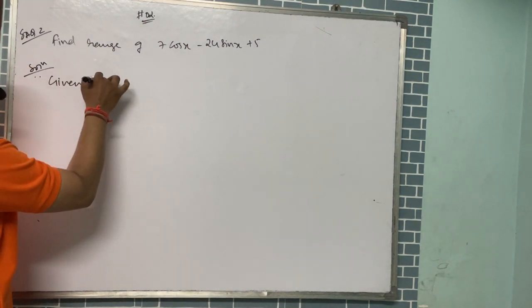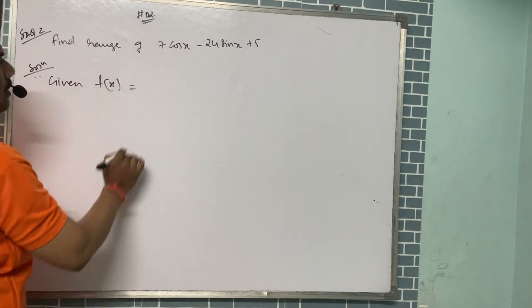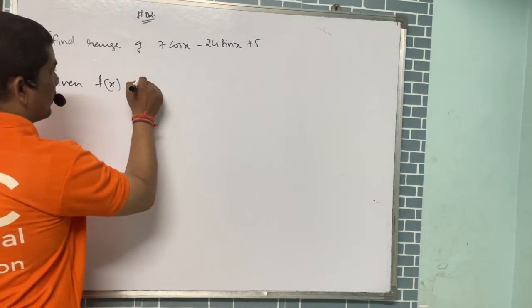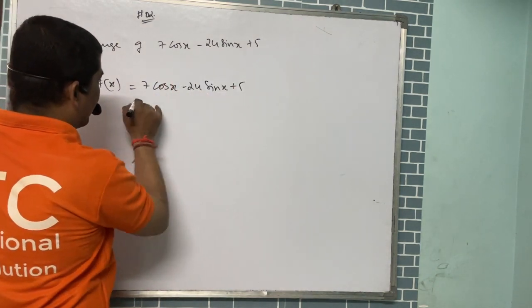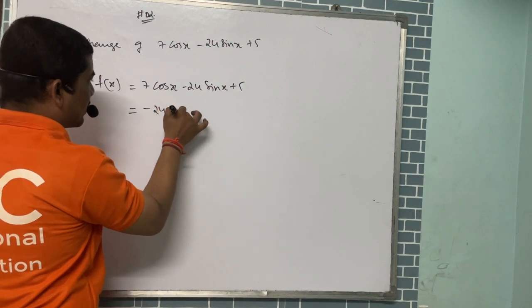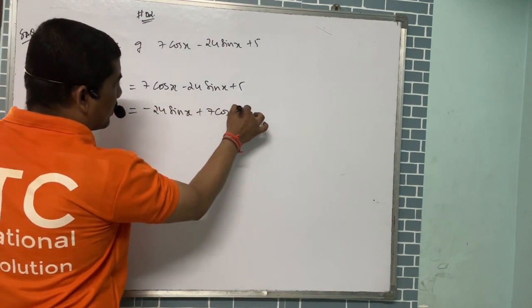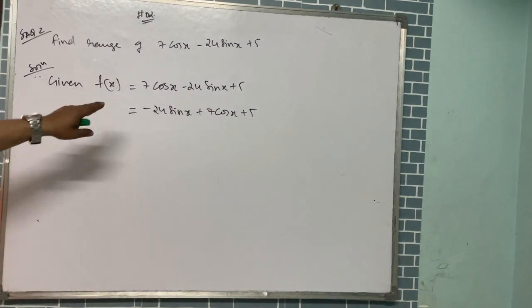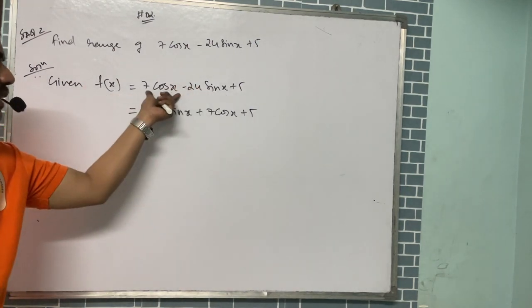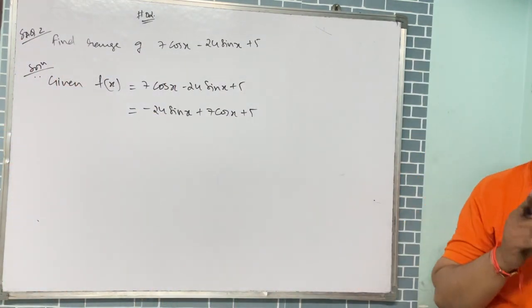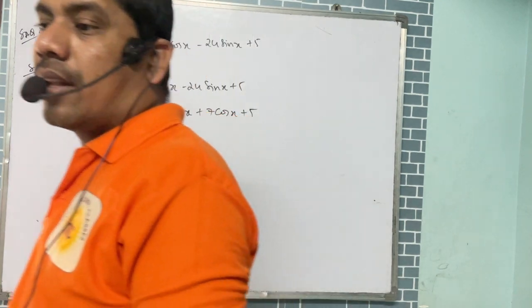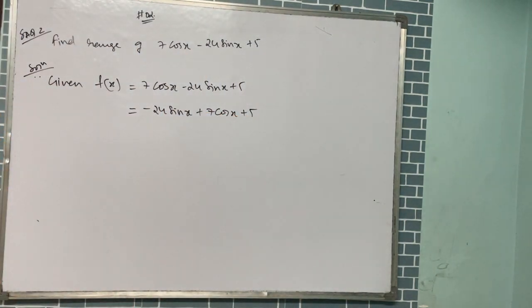Given f of x, you have to take this as a function. I can write 7 cos x minus 24 sin x plus 5 as minus 24 sin x plus 7 cos x plus 5. I'm just rearranging these two terms, first writing this, next writing this. Whenever we do rearrangement, plus and minus won't change. Don't make this mistake in the exam. When we do a transformation, sending LHS to RHS or RHS to LHS, then plus and minus will change. Okay?